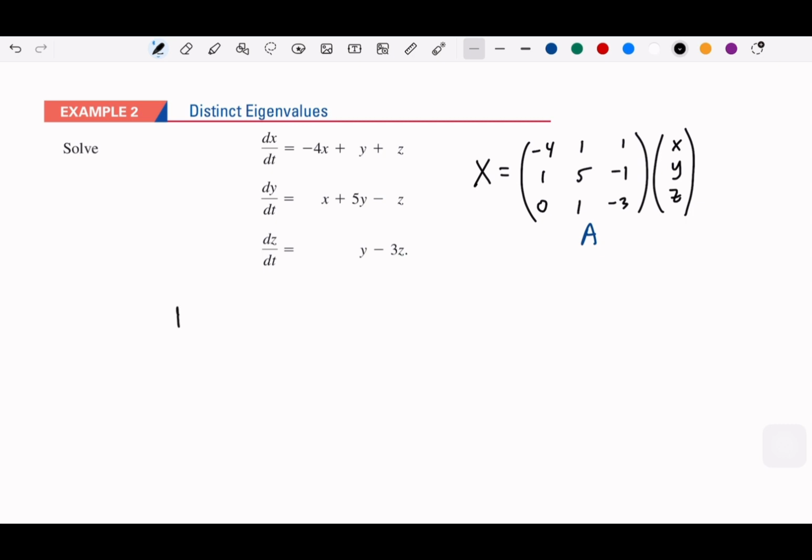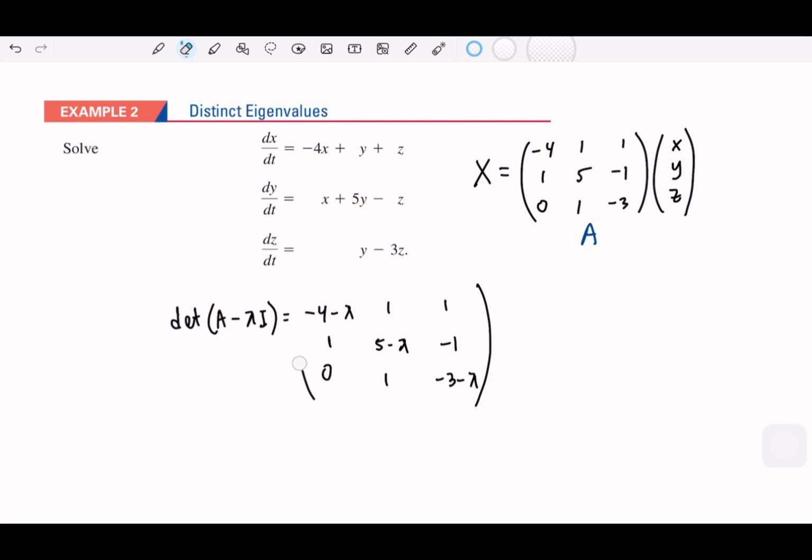So we take the determinant of A minus lambda identity. This would be, take all the diagonals, or maybe let me just write directly. I forgot, this is exactly the determinant. So let's find the determinant.